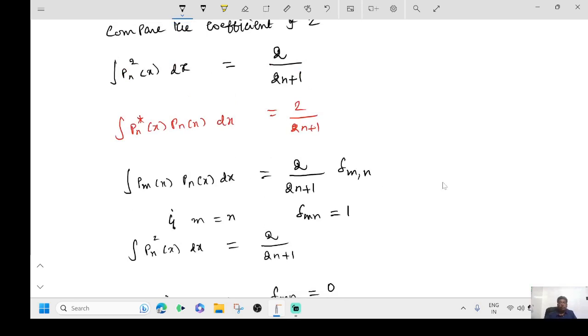So we have arrived at this condition: the integral of Pn square of x dx equal to 2 divided by 2n plus 1. This is equal to the integral of Pn star of x into Pn of x into dx, because Pn square of x equals Pn star of x into Pn of x. Hence we have proved.